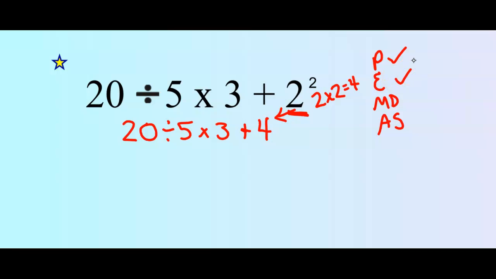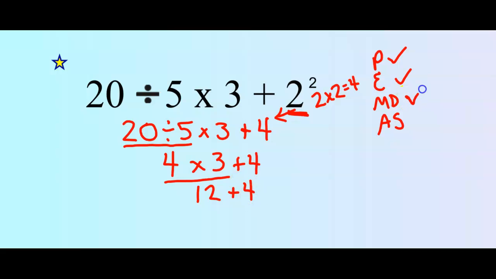There are no more. I look for multiplication, division. Going from left to right, I see division, and then I see multiplication. So if we're going left to right, I need to do division first. So 20 divided by 5 is 4. Copy down times 3 plus 4. Okay, we're still on the multiplication, division. I have multiplication next. So I'm going to do 4 times 3 is 12. Copy down plus 4. Multiplication and division is done. And then our last step is adding and subtracting. There's only one operation left. So we're going to solve that. 12 plus 4 equals 16.